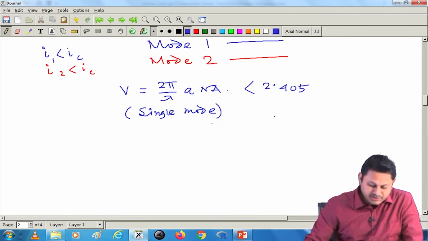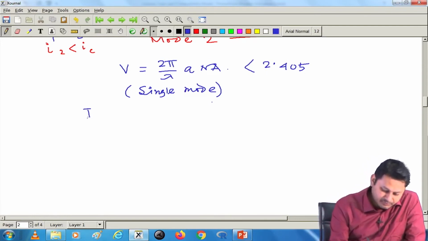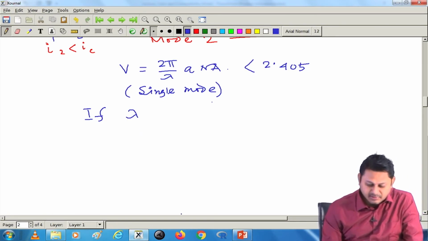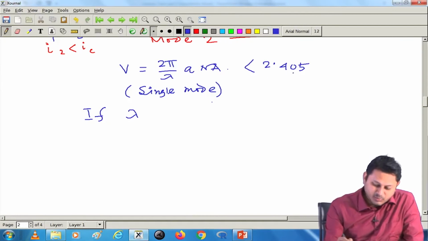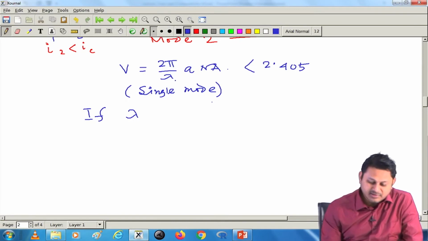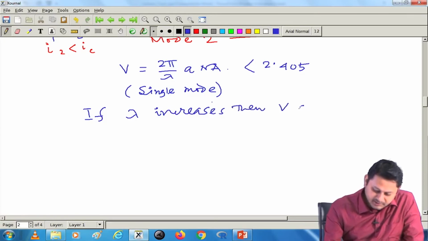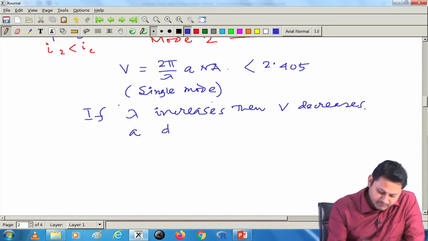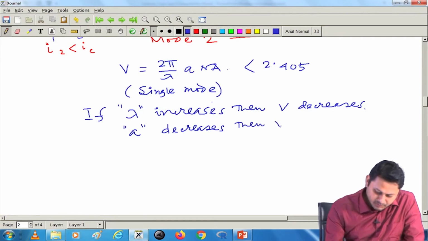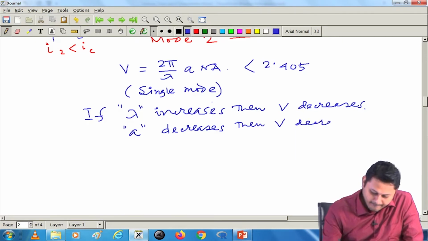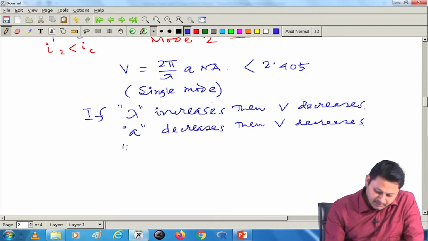Now, from this expression, we can check that if lambda increases, then V can reduce. There is one way that we can have the restriction of V less than 2.405: by just increasing lambda. So, if lambda increases, then V decreases. If A decreases, then also V decreases. And another parameter is still there, NA.